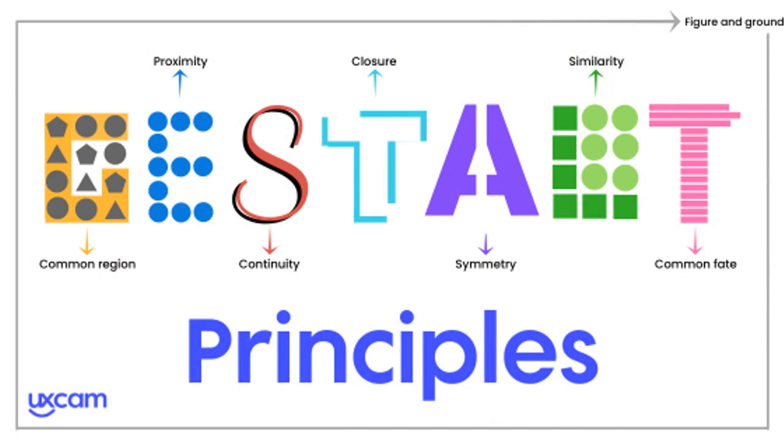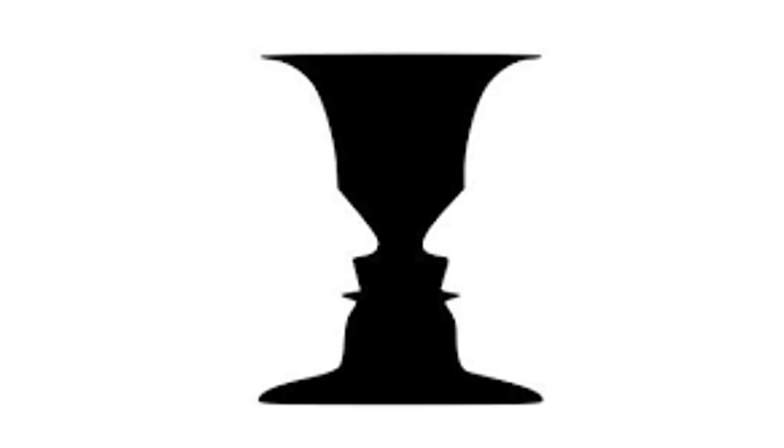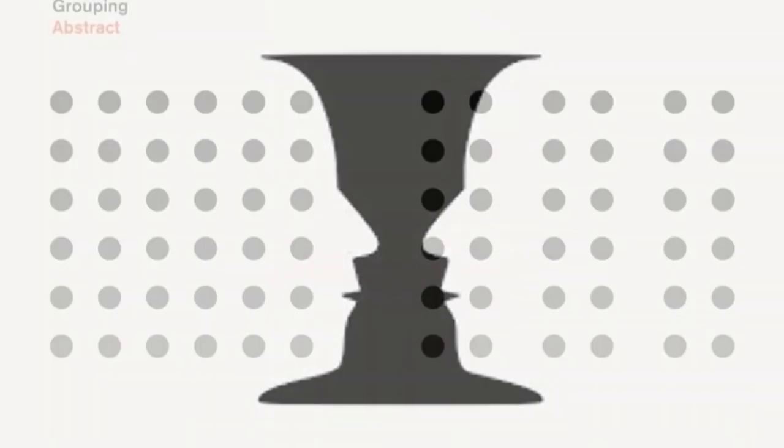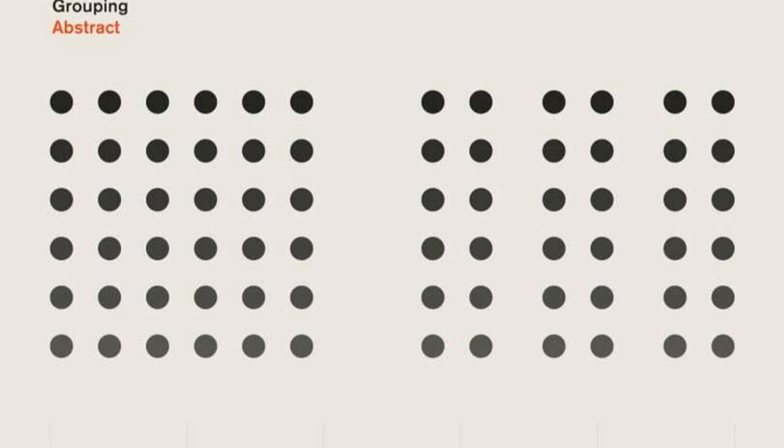Next is Gestalt laws. Gestalt laws originate from a German word meaning whole, as in the whole is greater than the sum of its parts. The first Gestalt law is figure ground. Figure ground organizes stimuli into dominant figures and backgrounds. Next is proximity, where objects near each other tend to be grouped together and perceived as one whole.